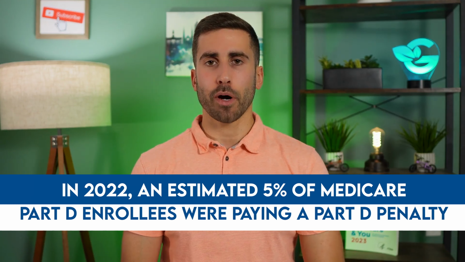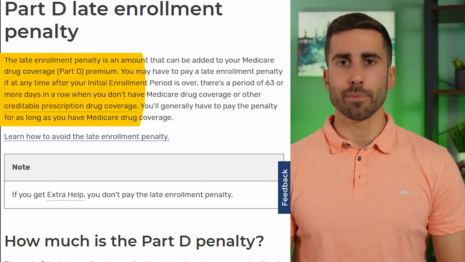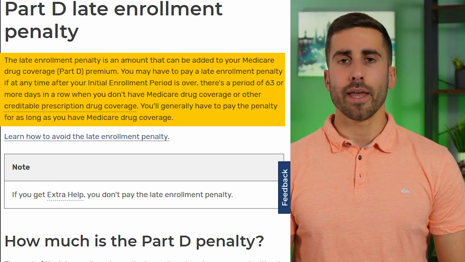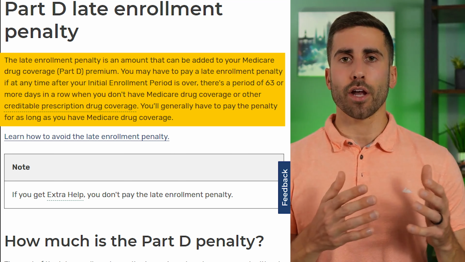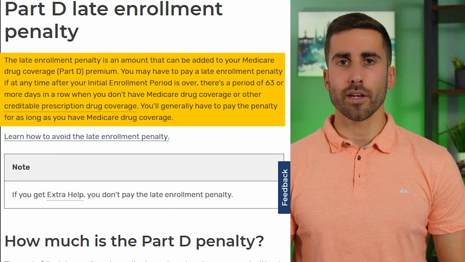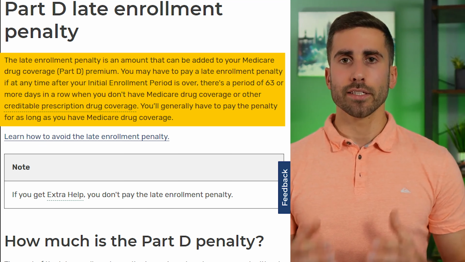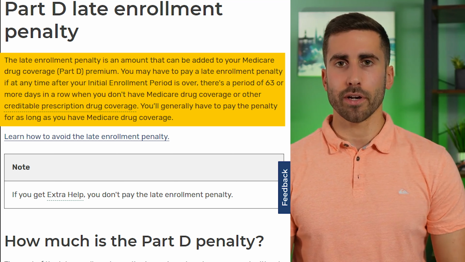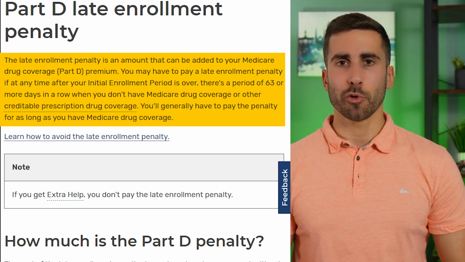The Part D penalty is likely the most common Medicare penalty since, according to the Medicare Payment Advisory Commission, in 2022 about 5% of Part D enrollees paid the Part D late enrollment penalty. For understanding the Part D penalty, Medicare.gov states a person enrolled in a Medicare prescription plan may owe a late enrollment penalty if they go without Part D or other creditable prescription drug coverage for any continuous period of 63 days or more after the end of their initial enrollment period for Part D coverage. Don't worry, we will break that down and explain creditable drug coverage very shortly.